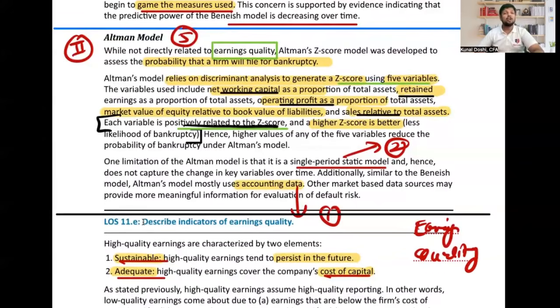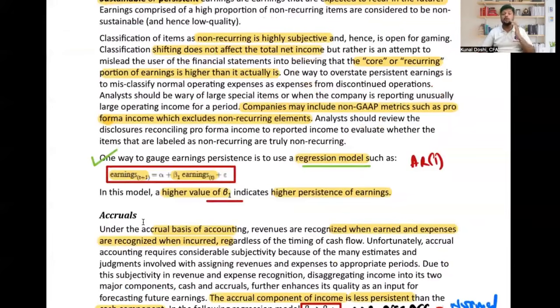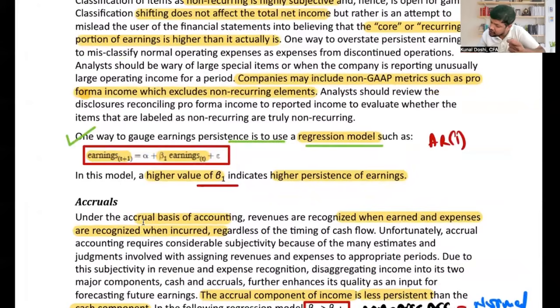Now we move to the discussion of sustainable or persistent earnings, where we compare the earnings of the current year with the previous year using a regression model. That helps us understand the persistence of the earnings. Here, the higher the slope or the beta, the higher the persistence of the earnings. It's like an AR model, an AR(1) model, because you're going back one past year. So the higher the sensitivity here, the higher the persistence of the earnings.